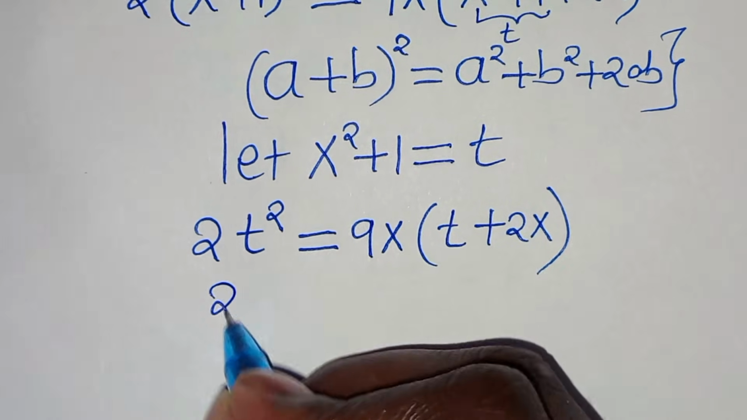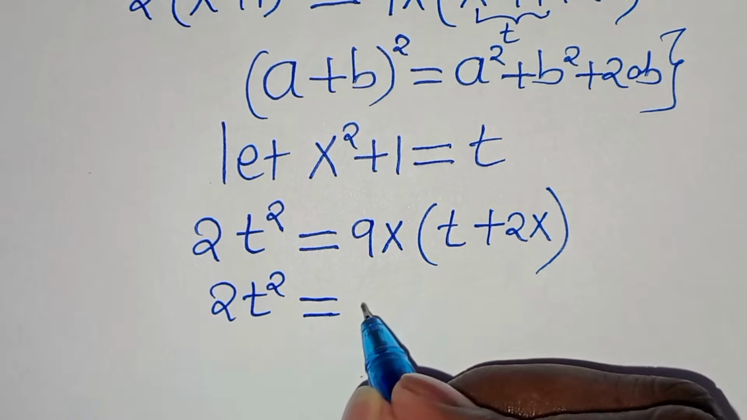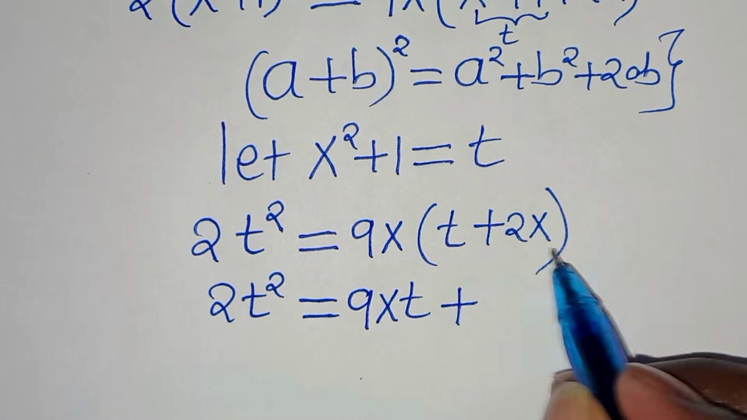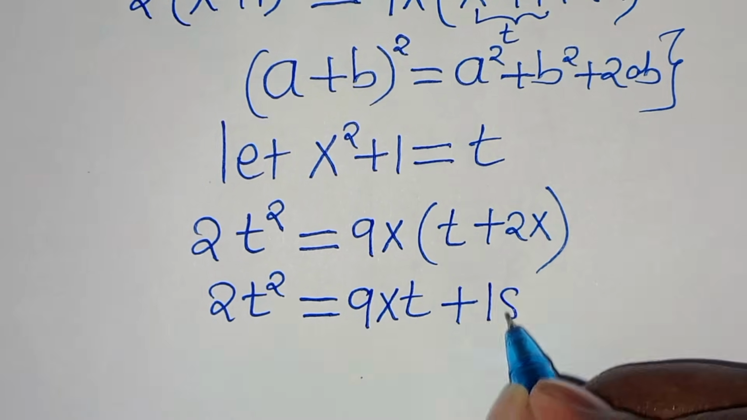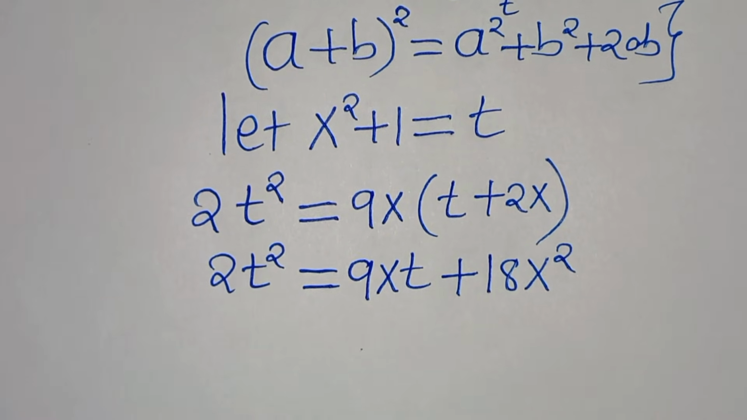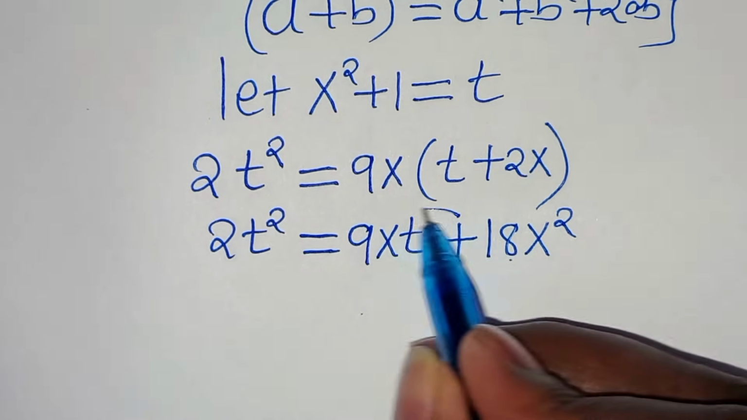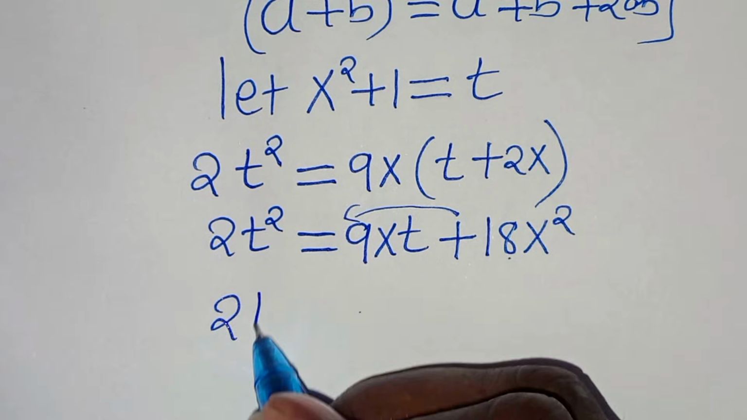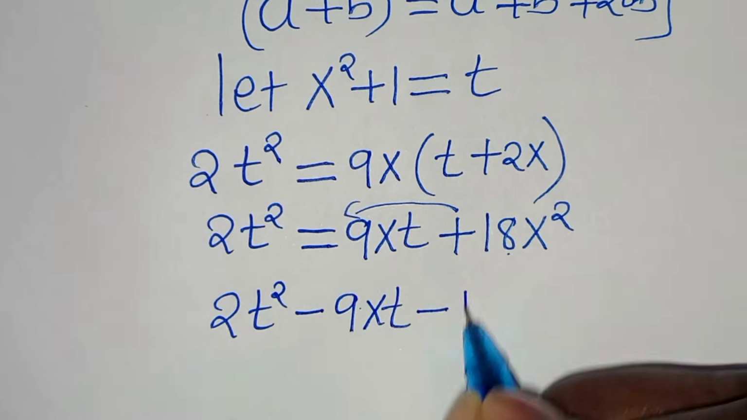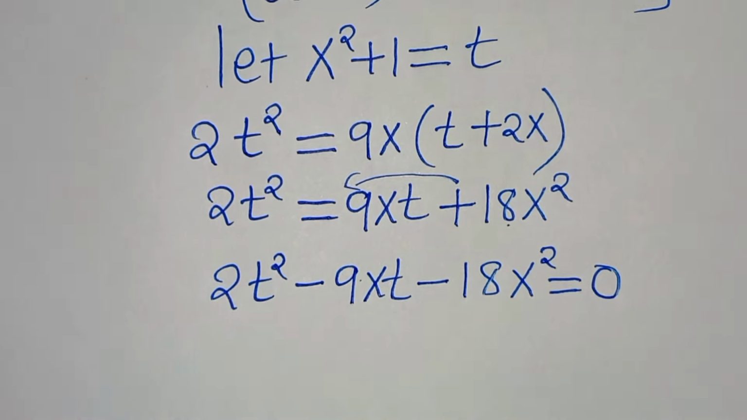Now we have 2t squared, equal to 9x times t, so this is 9xt, then plus 9x times 2t, this is 18, we have 18x squared. Now, let's take 9xt plus 18x squared to the left hand side, and this means we have 2t squared minus 9xt minus 18x to the power of 2, equal to 0.